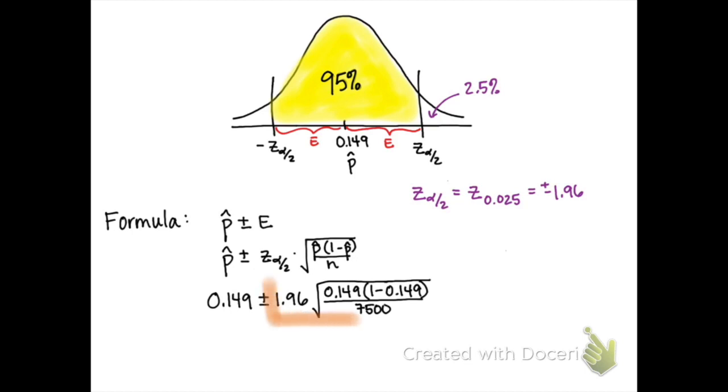In the calculator, we can now enter in just the margin of error part of this formula. And for the margin of error, we find 0.00806.